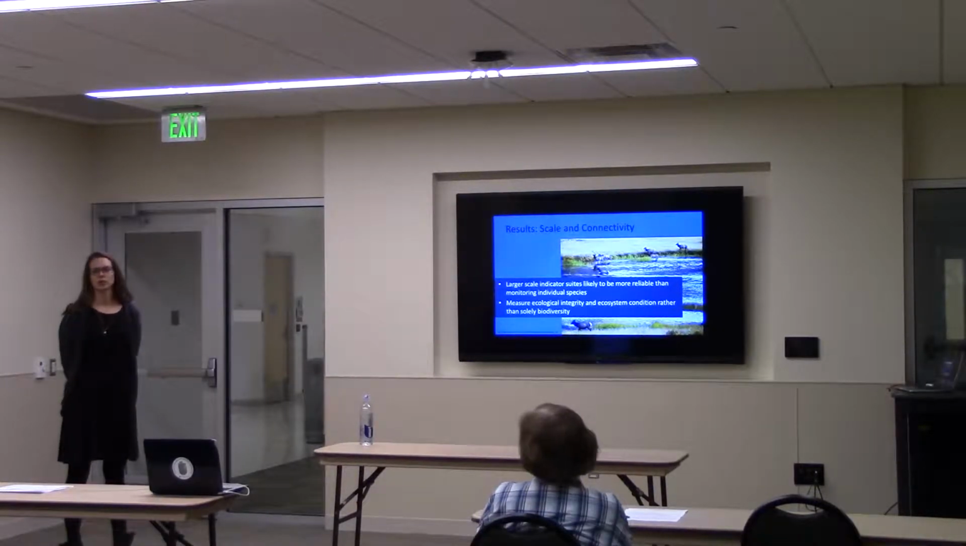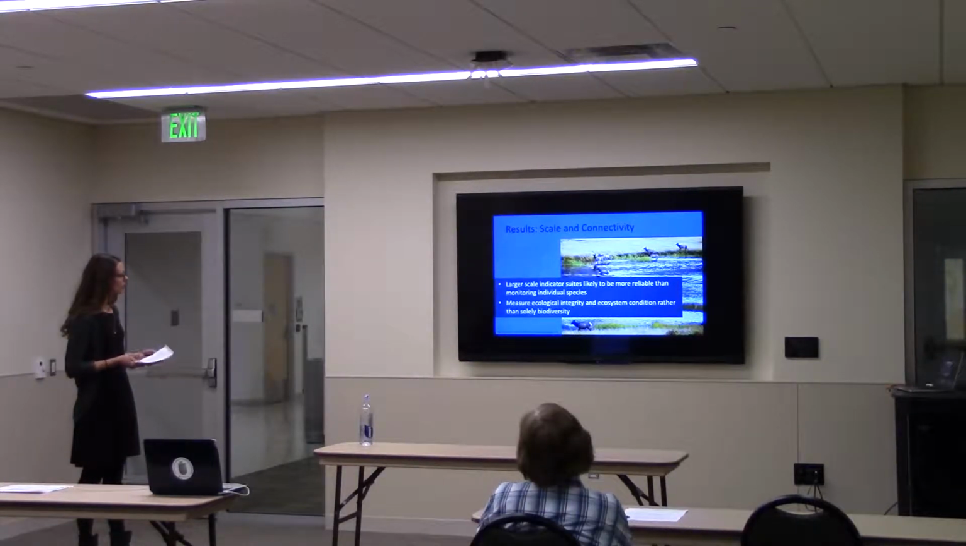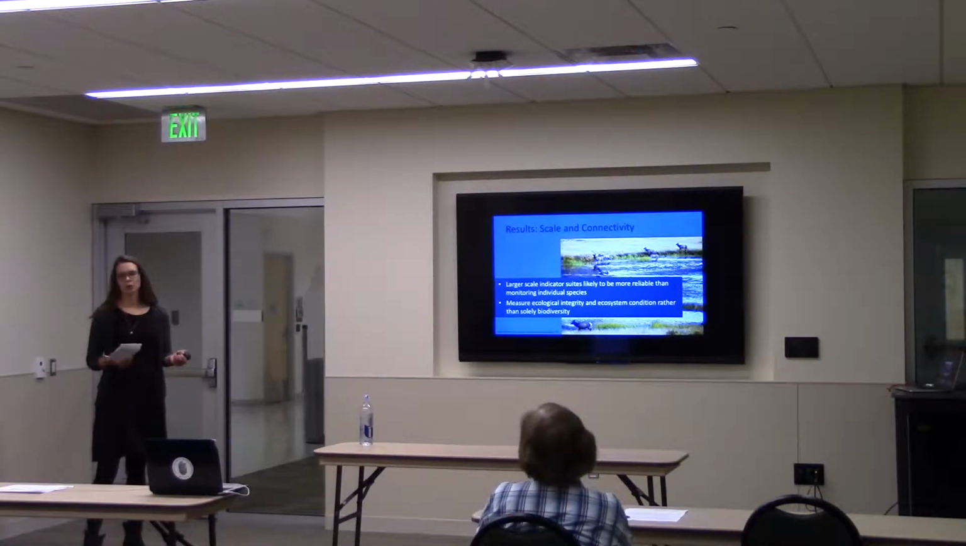A lot of the earlier studies of wetland systems would look at one species or a couple different ones and not really associate them with each other. And that kind of keeps you from painting a really full, complete picture of the system. So if you're measuring ecological integrity and ecosystem condition, rather than solely looking at biodiversity, that can typically give you a better idea of how the whole system is functioning together.